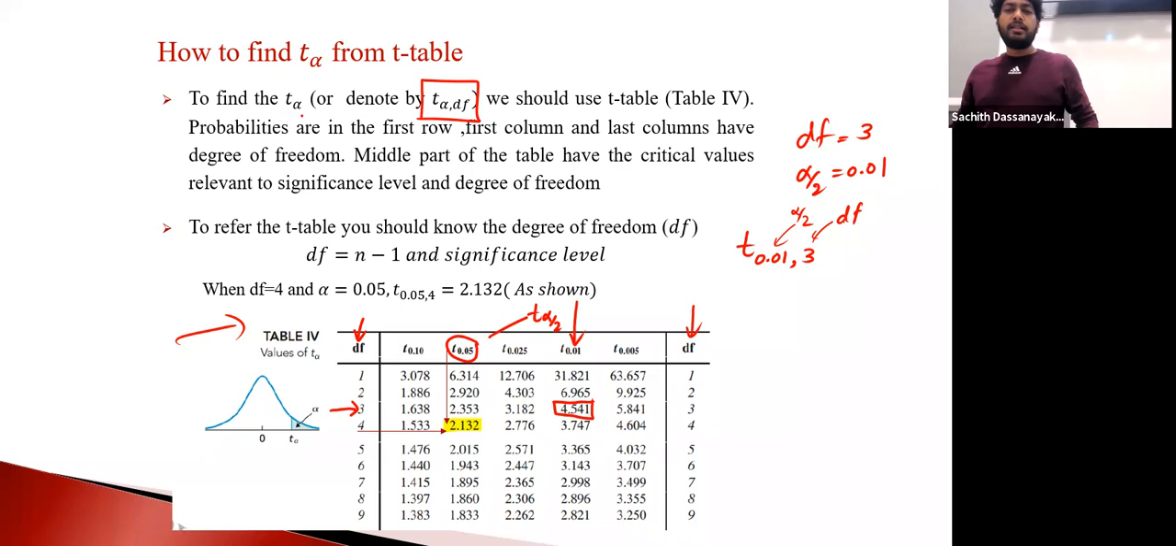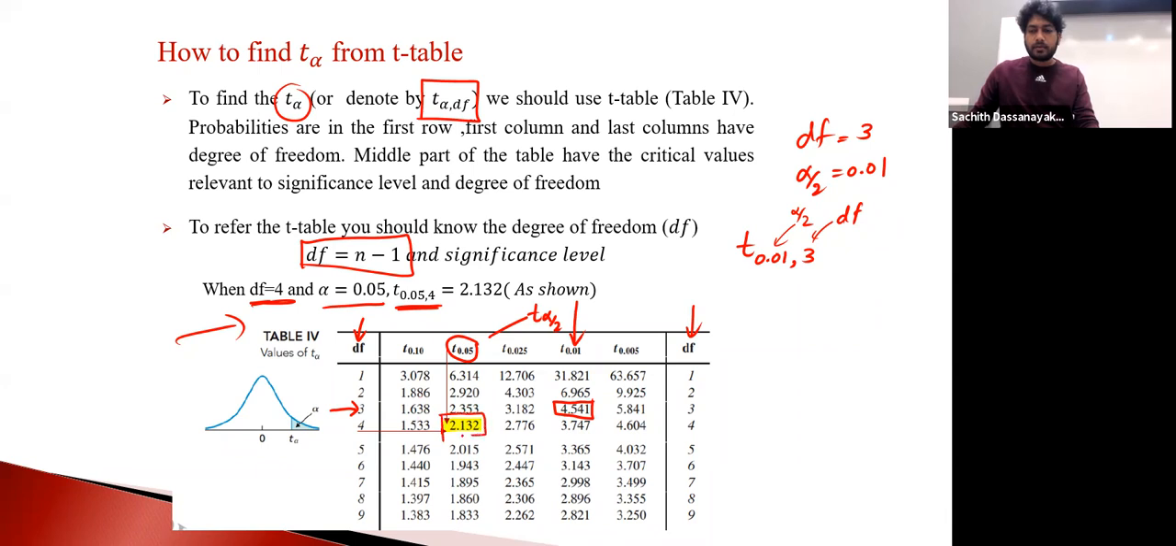This is general, based on T alpha, but whenever you need to find T alpha over 2, you have to use the same thing. The degree of freedom is n minus 1. If you have the degree of freedom and alpha, you can simply find T alpha comma degree of freedom like this. Here it is just alpha, but in your case you need to use alpha over 2. Clear?